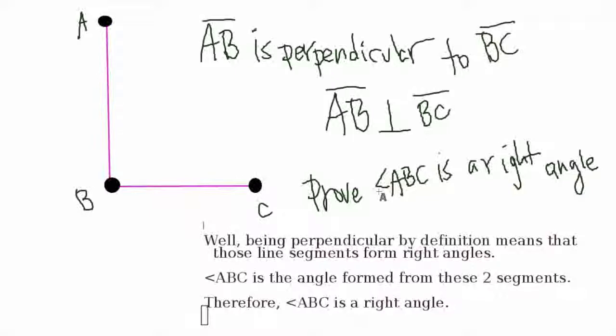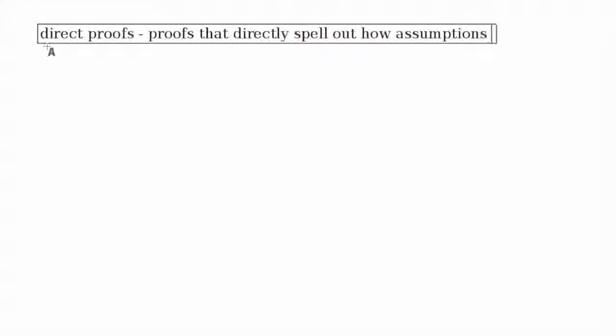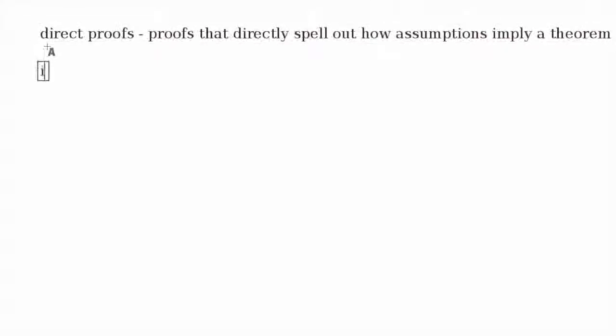Okay, so in case I'm losing you, let me spell out first. Let me do some typing. Okay, so the one we've already seen examples of, direct proofs. These are proofs that directly spell out how assumptions imply a theorem. Okay, so that's all well and good.